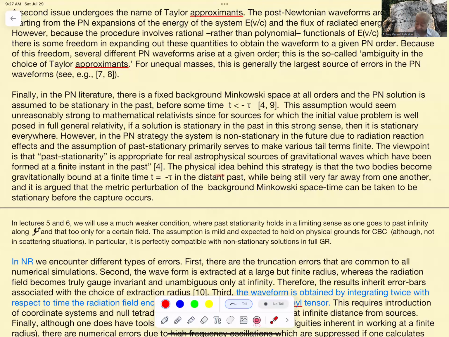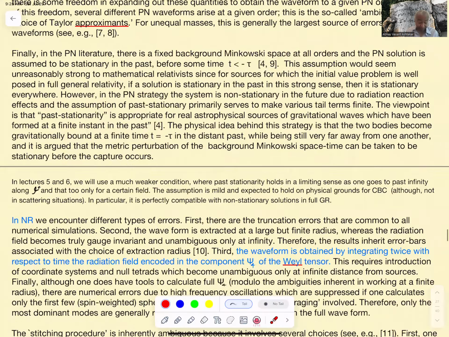The physical idea behind this strategy is that the two bodies become gravitationally bound at a finite time in the distant past, while being still very far away from one another. And it is argued that the metric perturbation of the background in Minkowski space can be taken to be stationary before this time, before they become bound, before the capture occurs. Again, this is a delicate subject about how the past is really treated, but I just want you to be aware that it is a delicate subject. And in the review articles, for example, you will see this assumption being made explicitly.